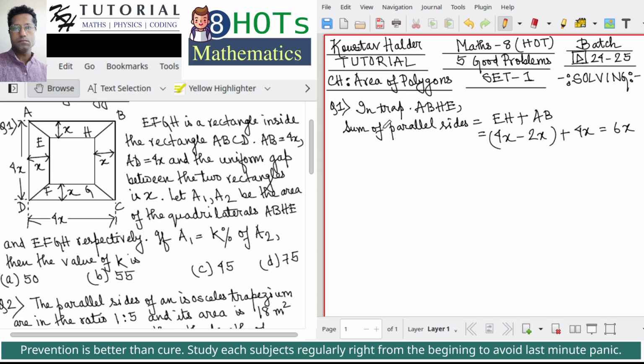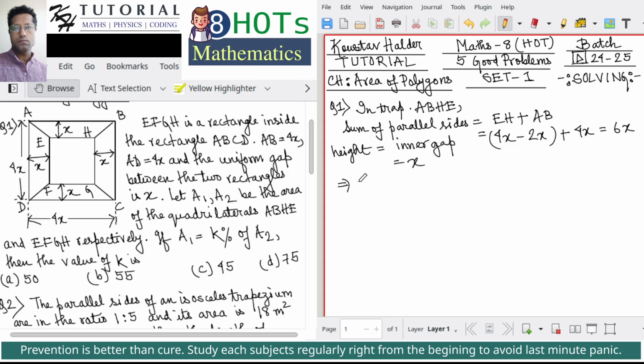This is equal to 6x. So for the trapezium ABHE, the sum of the parallel sides is 6x. And what is the height? The height of the trapezium ABHE will definitely be the inner gap, which will be equal to the gap between the two rectangles, which is equal to x.